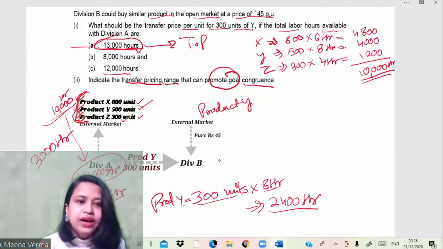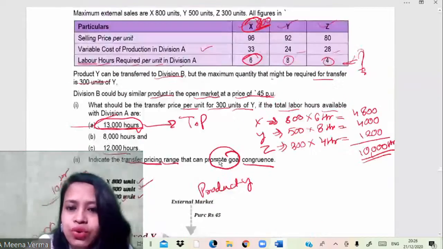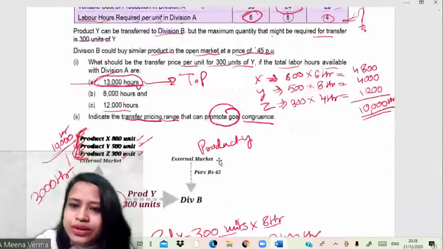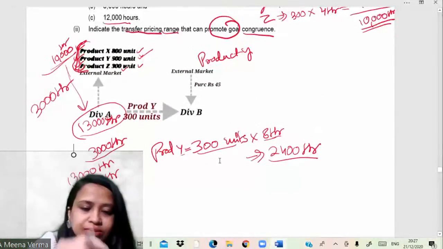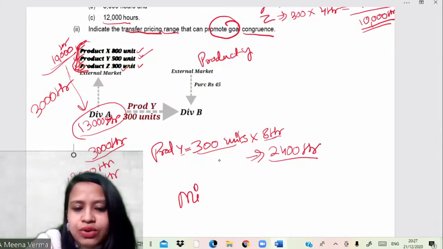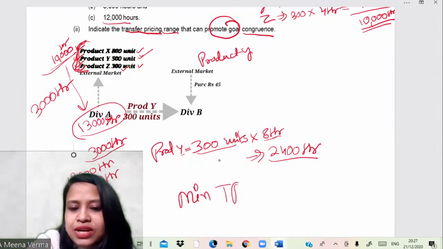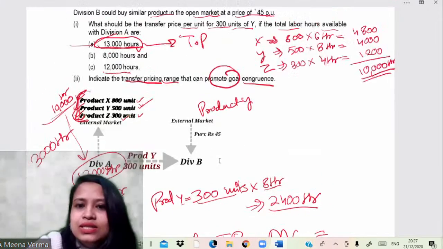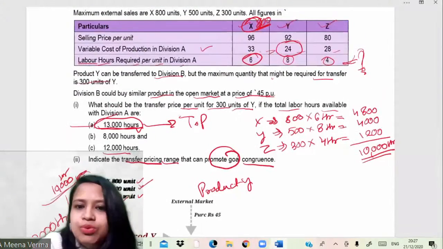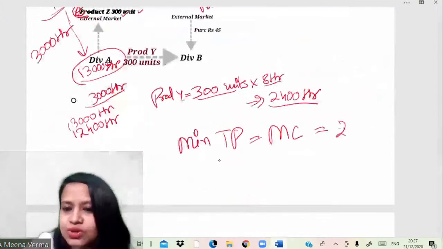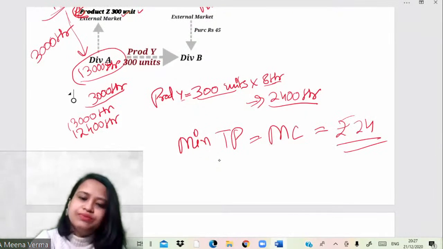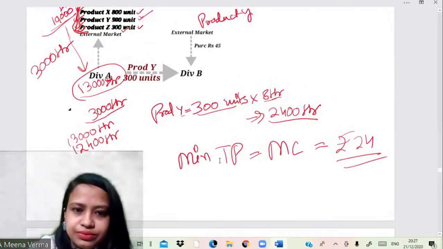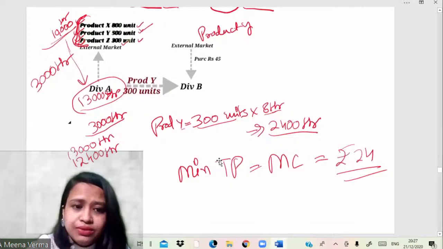You're saying, ma'am, we will quote 24 rupees. You can see here the variable cost for producing product Y is 24. Since we have spare capacity, what will be the minimum transfer price? The minimum transfer price will be the marginal cost, and the marginal cost for product Y is rupees 24. So you can write rupees 24 as the transfer price. Rupees 24 will be the minimum transfer price.